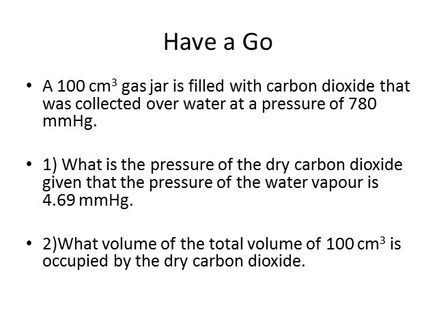So here's one final one for you to have a go of. And it says, a 100 centimeter cubed gas jar is filled with carbon dioxide that was collected over water vapor at a pressure of 780 millimeters of mercury. Part 1. What is the pressure of the dry carbon dioxide given that the pressure of the water vapor is 4.69 millimeters of mercury? Part 2. What volume of the total volume of 100 centimeters cubed is occupied by the dry carbon dioxide? So have a go at that, and the answer is on the following slide.